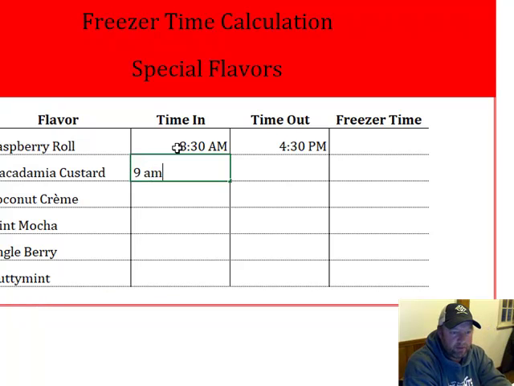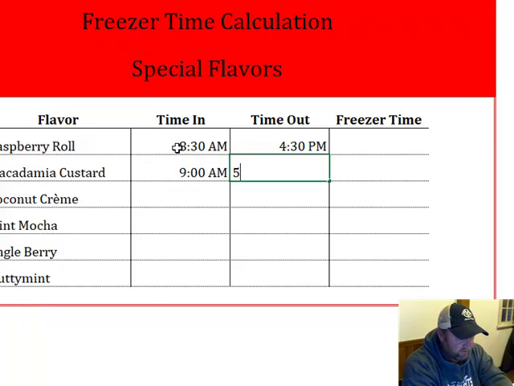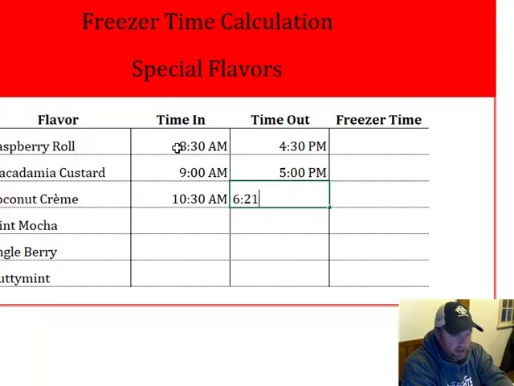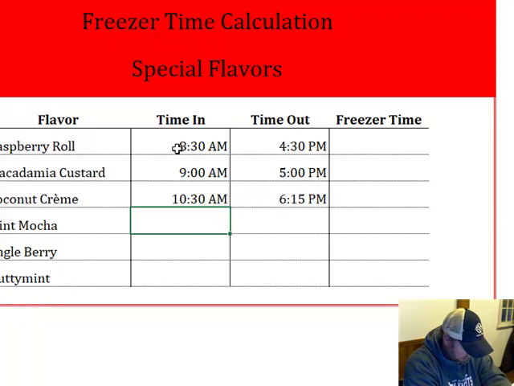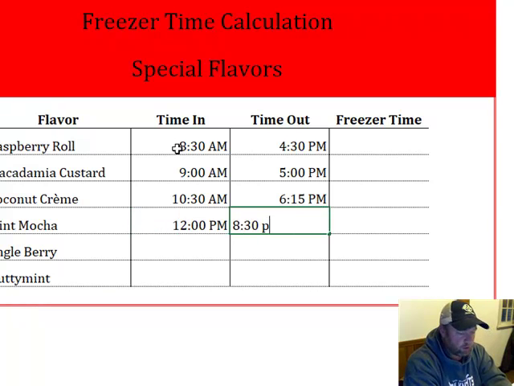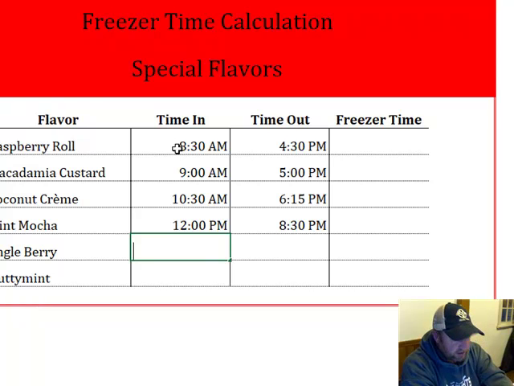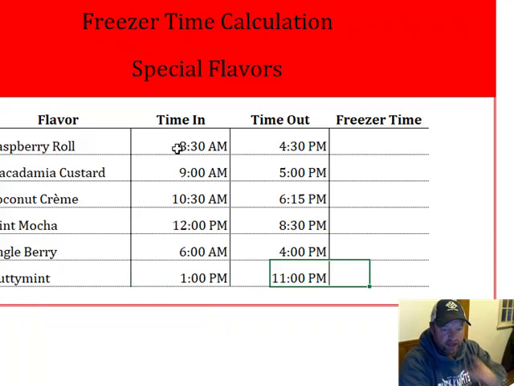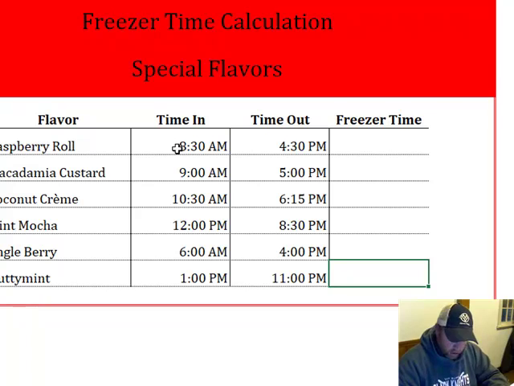So 9 a.m. is when the macadamia custard goes in, and it comes out at 5 p.m. The coconut cream is going to go in at 10:30 a.m. and come out at 6:15 p.m. The mint mocha is going to go in at 12 p.m. and come out at 8:30 p.m. Somebody's working late. 6 a.m. for our Christmas flavored ice cream, coming out at 4 p.m. And then 1 p.m. for the nutty mint, coming out at 11 p.m. Okay, so our times are all set to default, and we're good to go at that point.